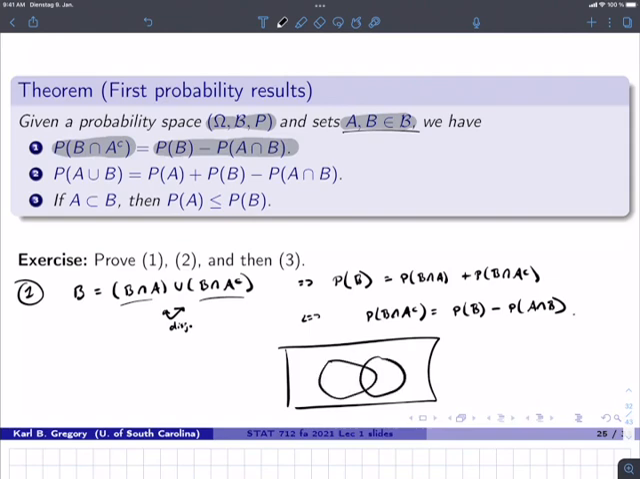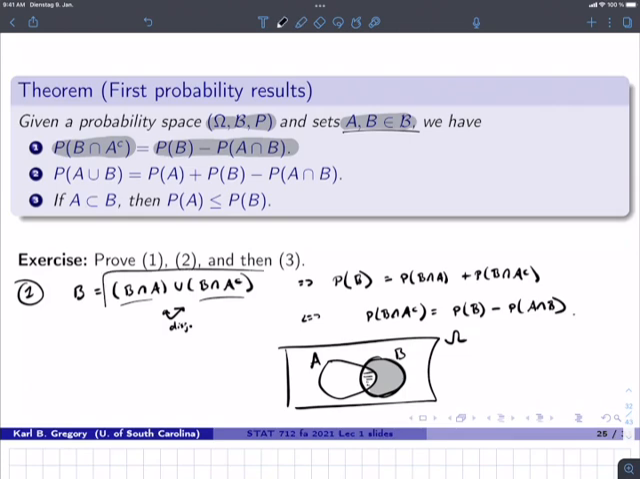So if we draw a picture of that one, it makes a lot of sense. B intersect A complement is like this. We could represent the probability by shading this area. And so it's like we take all of B and we take away this part, which belongs to A.